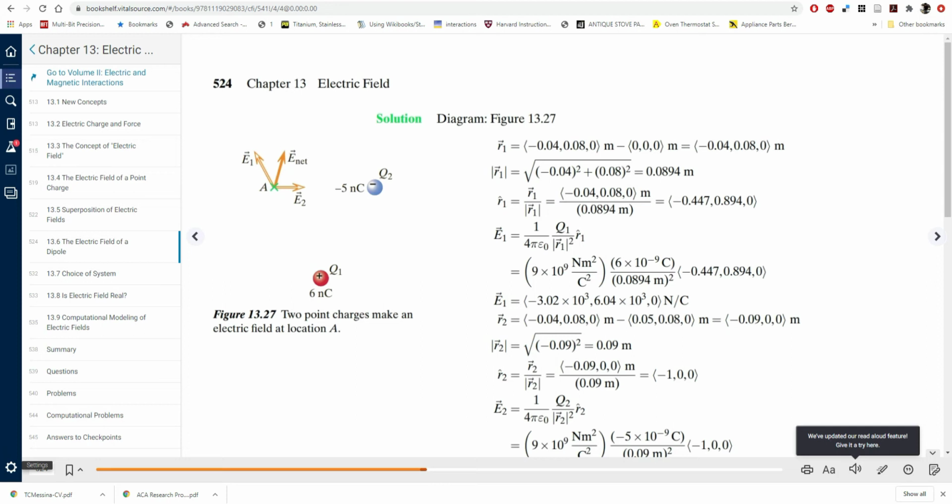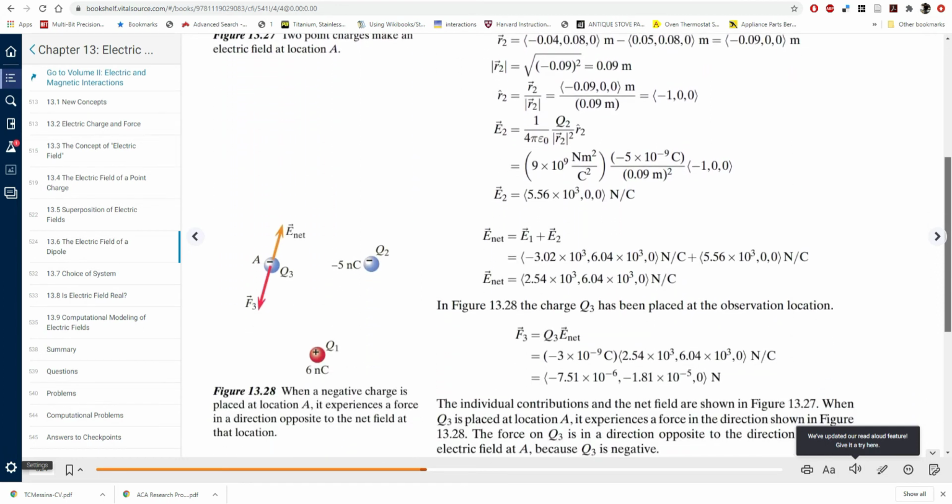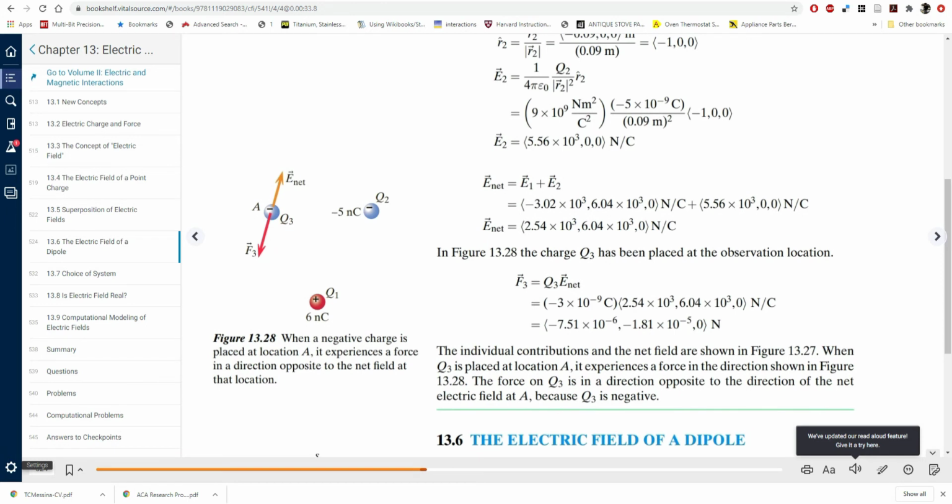The textbook goes through and solves the mathematics for the force on a third charge, the minus 3 nanocoulomb placed here at position A. Since the net electric field points up and to the right, and this is a negative charge, the force points down and to the left, because the force on a negative charge is in the opposite direction of the electric field.